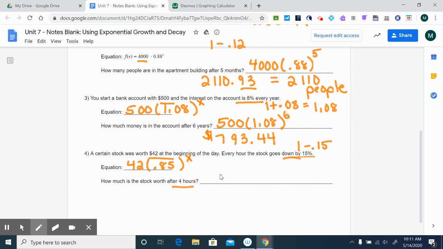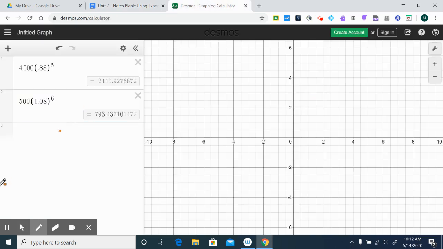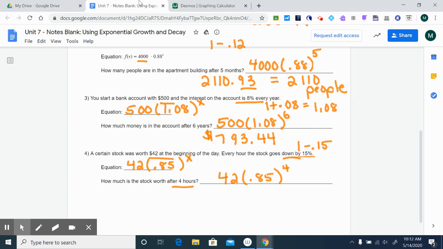So after 4 hours, we do 42 times 0.85, raise it to the fourth power. That gives us 21.924. Again, since we're dealing with money, we want to round to 2 decimal places, so 21.92 would be our answer. And that's how much it would be worth after 4 hours. I don't suggest buying this stock because that's really not good.